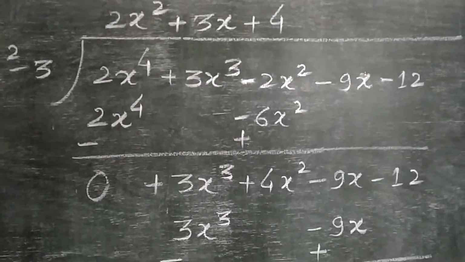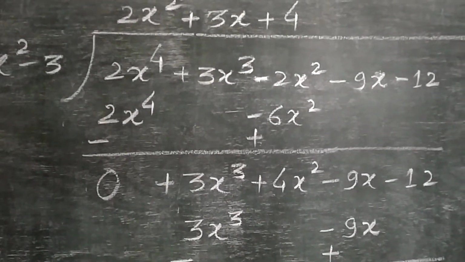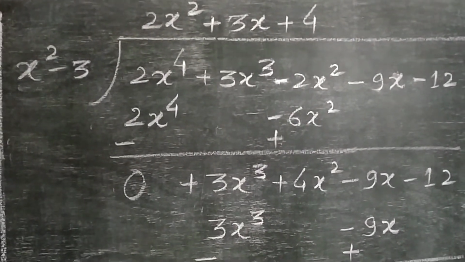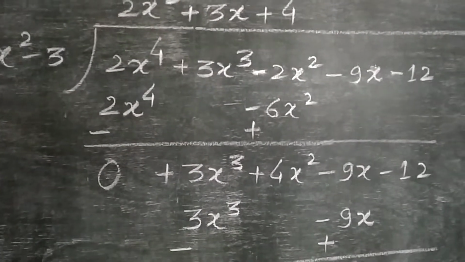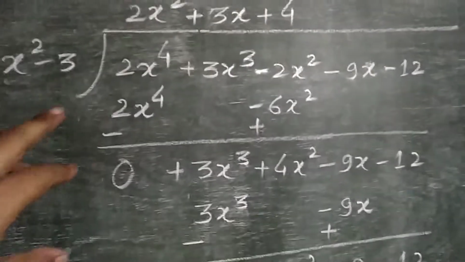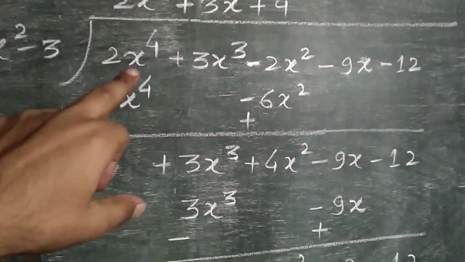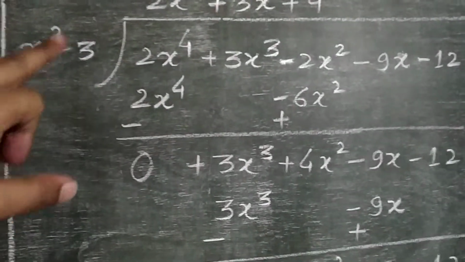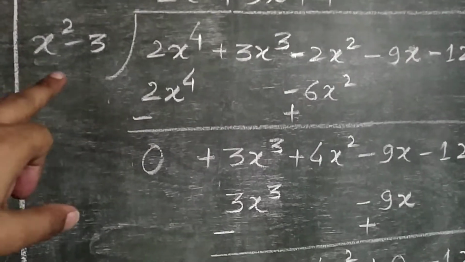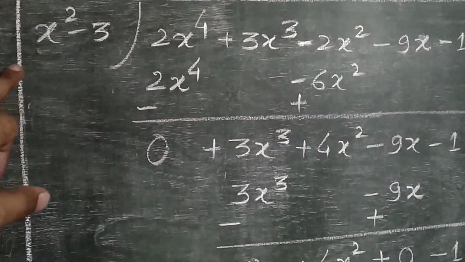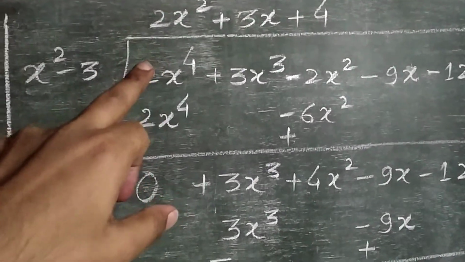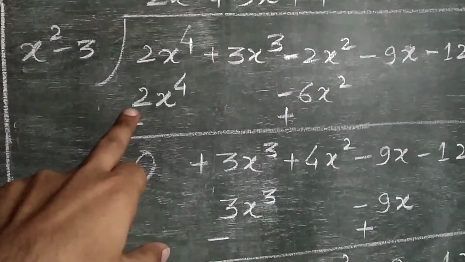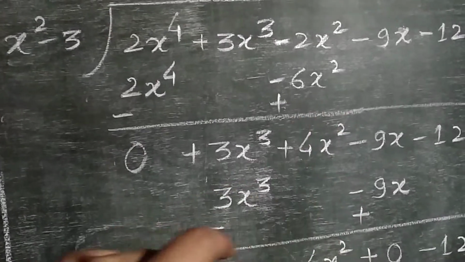Here first we will write the dividend, 2x to the power 4 plus 3x cube minus 2x square minus 9x minus 12, and the divisor, that is x square minus 3. So we will apply the same process as we did yesterday. First we will take 2x to the power 4, which is the highest order term of the dividend, and we will divide it by the highest order term of the divisor, that is x square. So 2x to the power 4 divided by x square, we will get 2x square. Now we will multiply 2x square with all terms of the divisor. We will get 2x to the power 4 and minus 6x square.